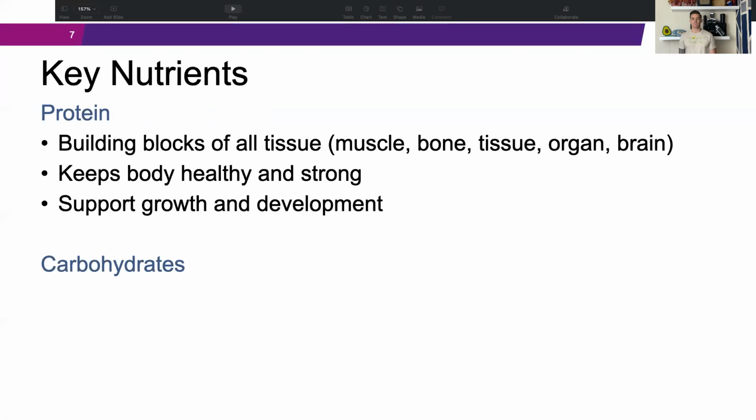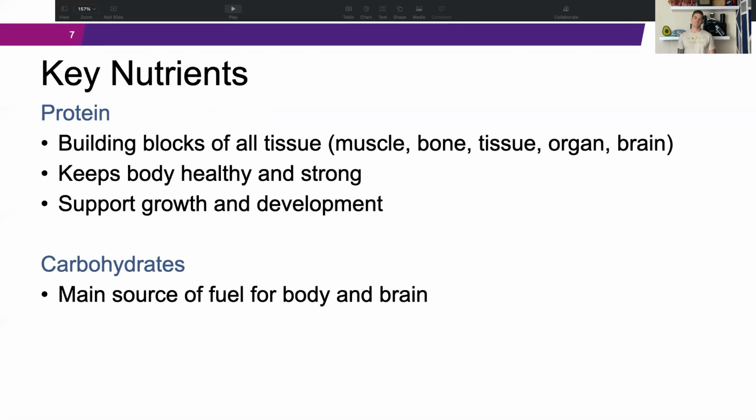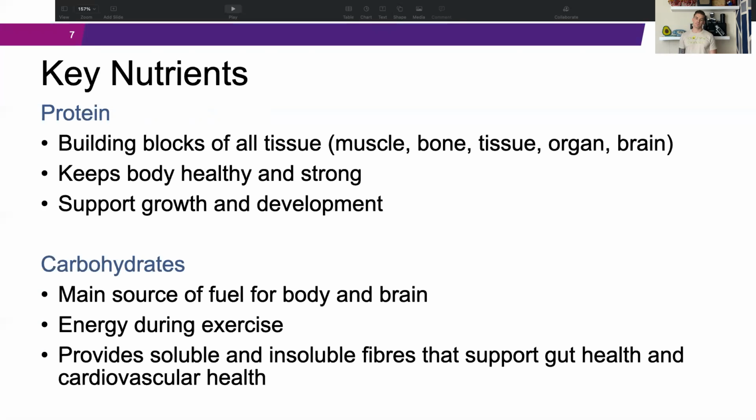And the next thing then, carbohydrates. They are our main source of fuel for the body and the brain, and they are your energy during exercise. They provide soluble and insoluble fibers that support gut health and cardiovascular health. So basically, they're good for your insides, good for your gut, good for your digestive system, and they're also very good for your heart.